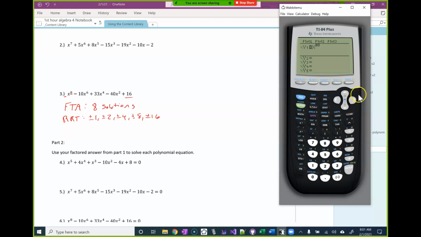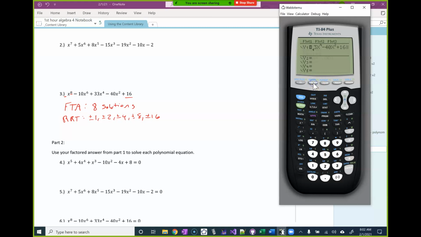So I have x to the 8th minus 10x to the 6th plus 33x to the 4th, minus 40x squared plus 16.